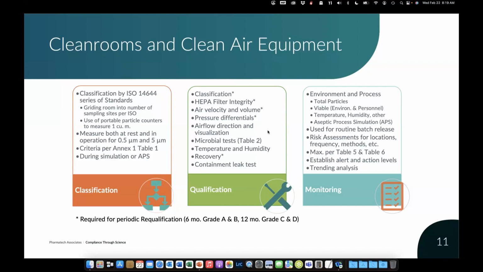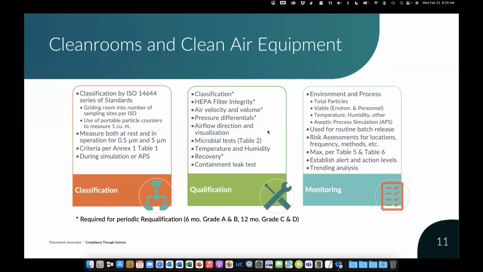These aspects are to be used as part of routine batch release. So when we release batches, there's now a clear expectation that we will review the environmental and process monitoring results for those particular batches before we release them. So if we have events during our batches, if we exceed certain limits, we have to have investigations appropriate to what those excursions are.